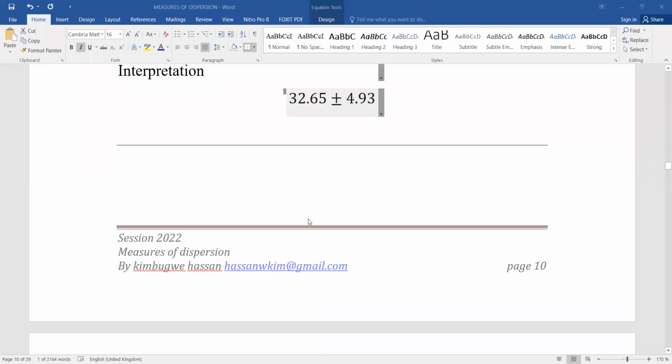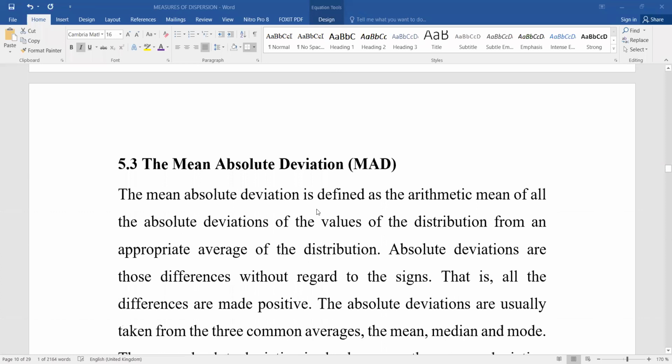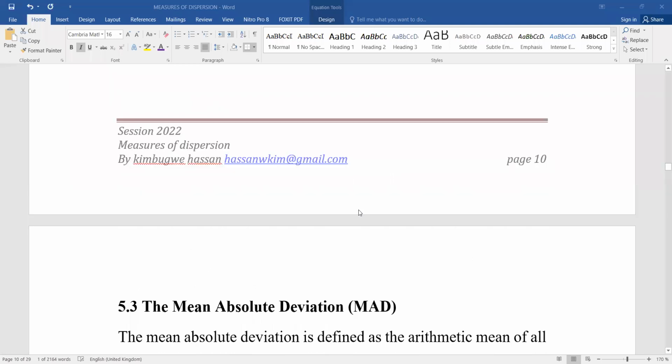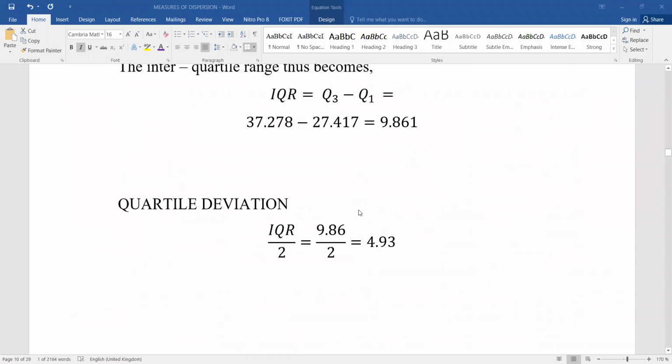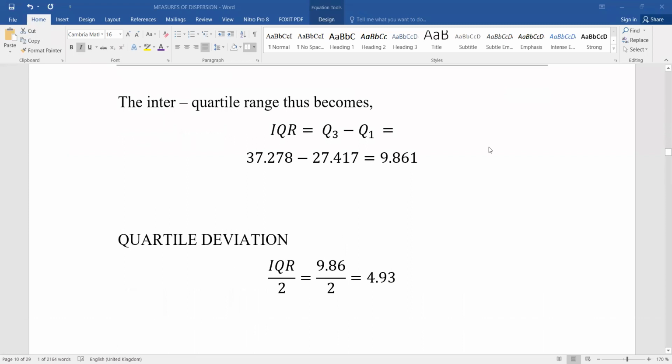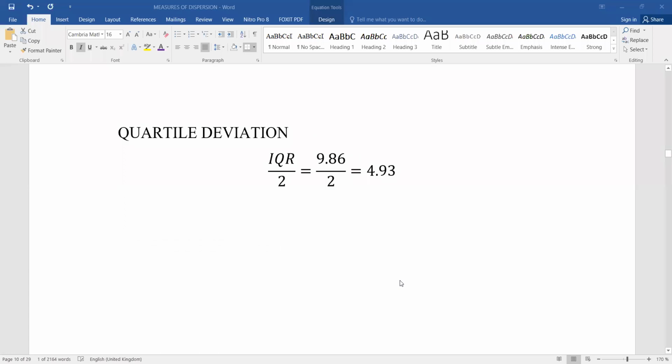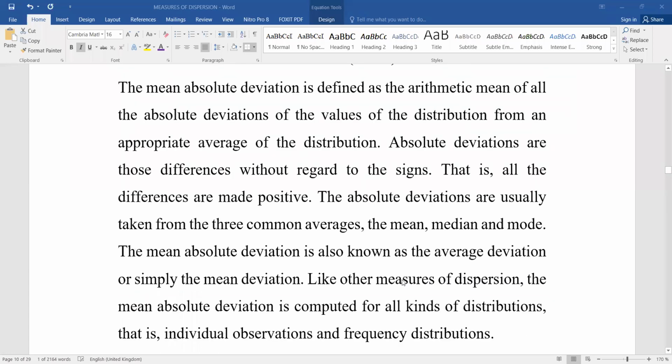So we continue. The mean absolute deviation. Good. Yeah, 4.93 is the quartile deviation, which is gotten by dividing the interquartile range, so that we get 4.93, and that's the value that we're interested in. Mean absolute deviation.